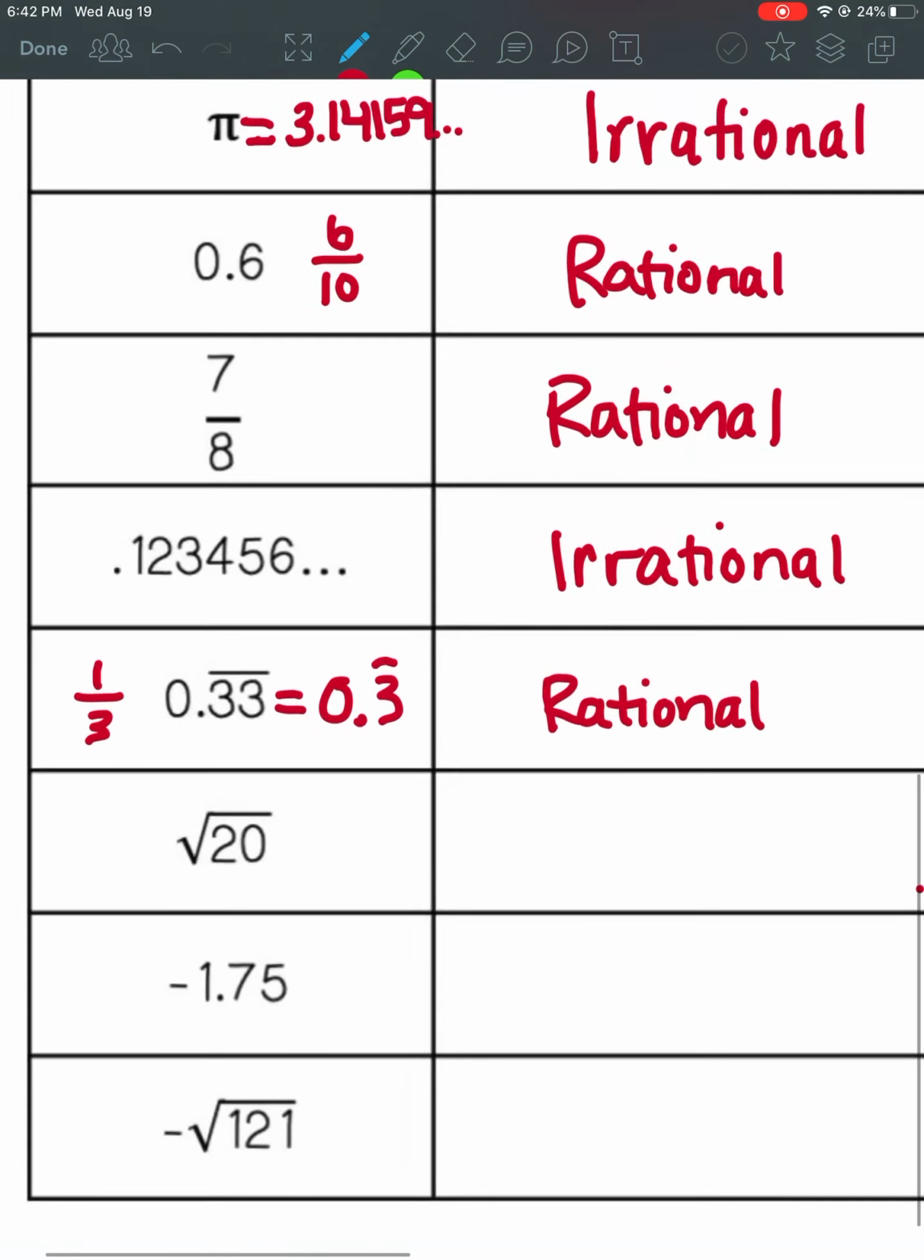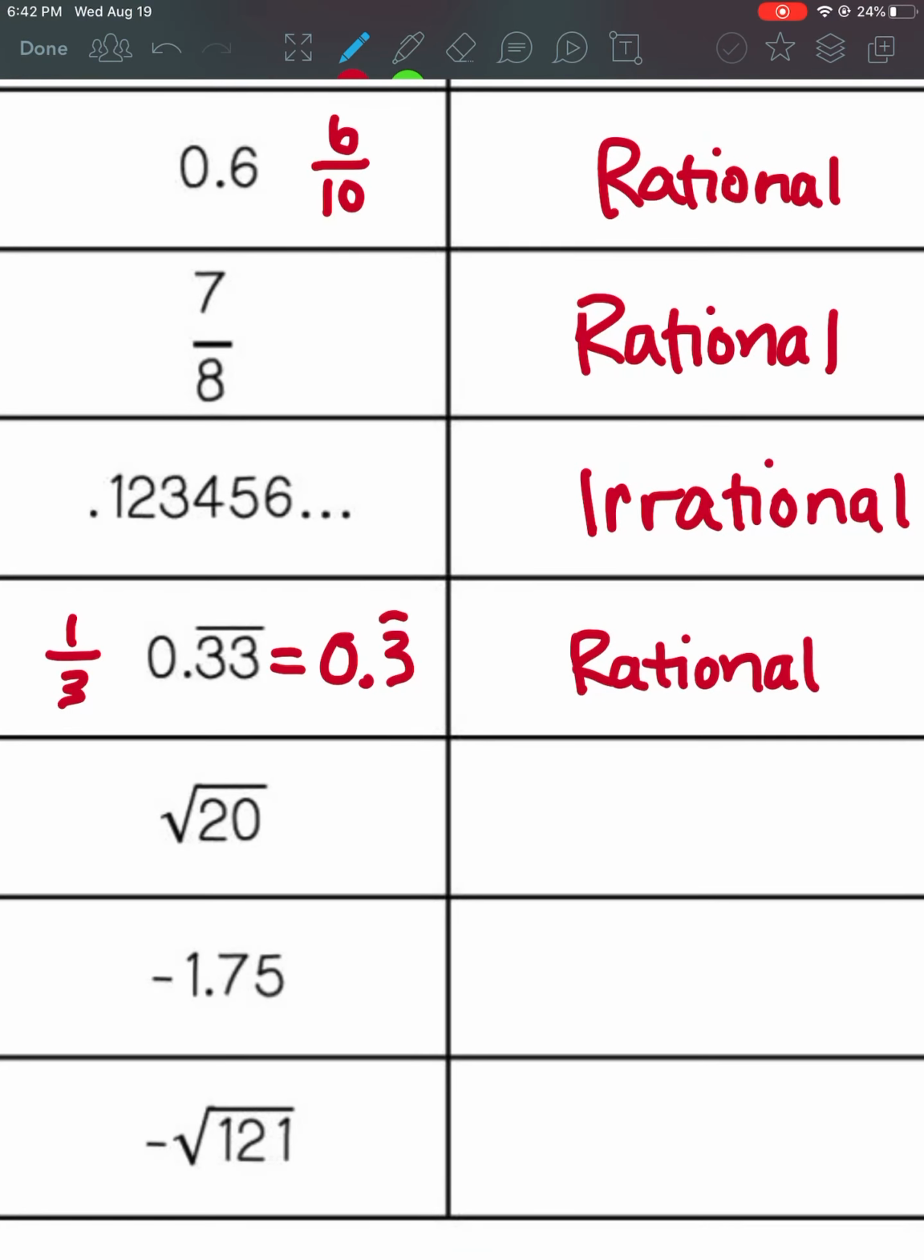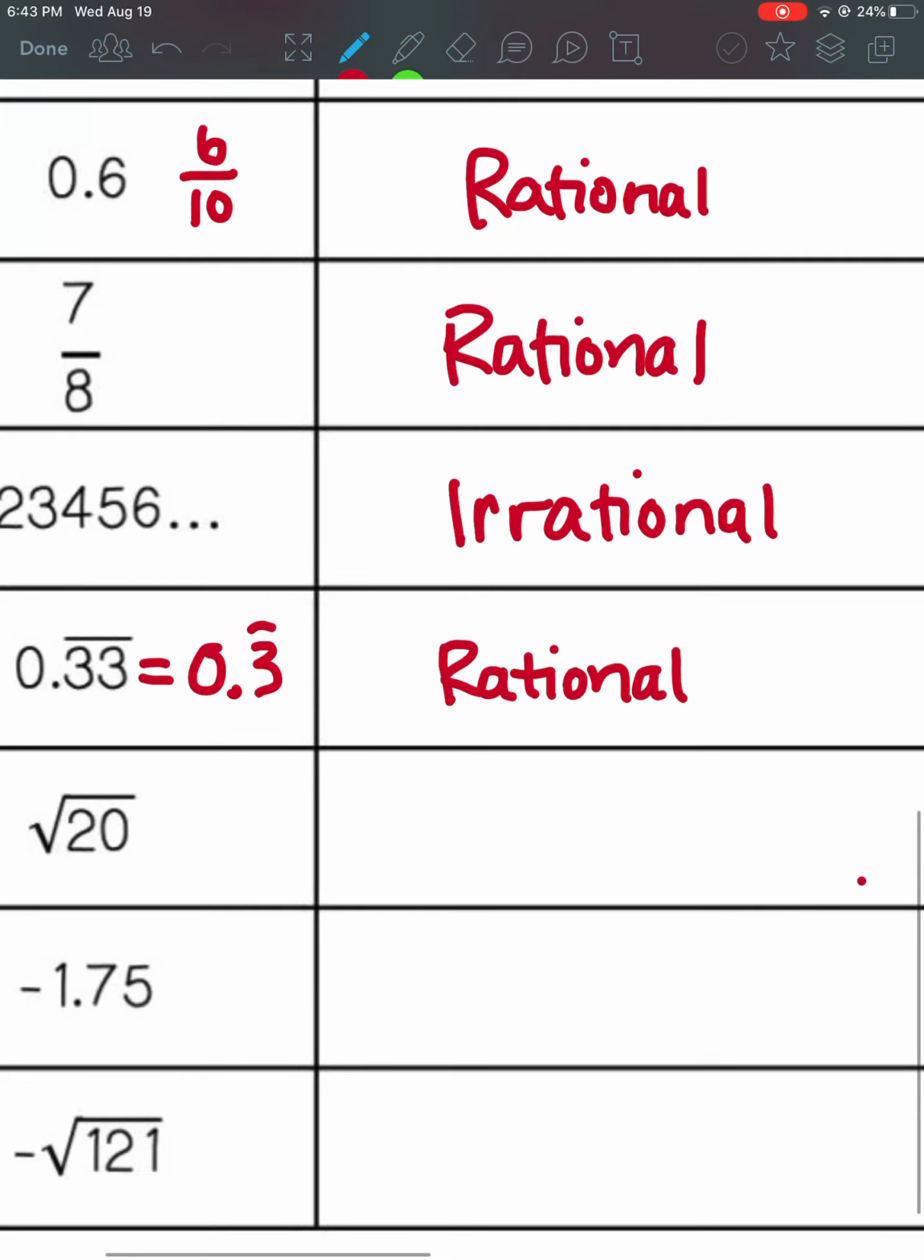All right, square root of 20. Does this come out to a perfect whole number? Does it come out to something times itself equals 20? It doesn't work, so that is an irrational number.